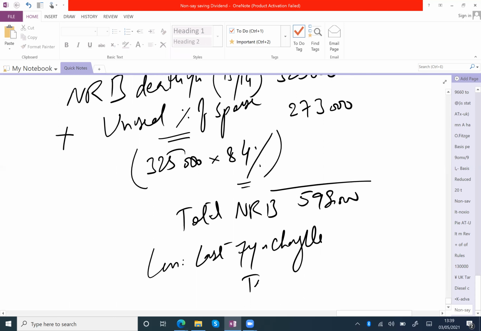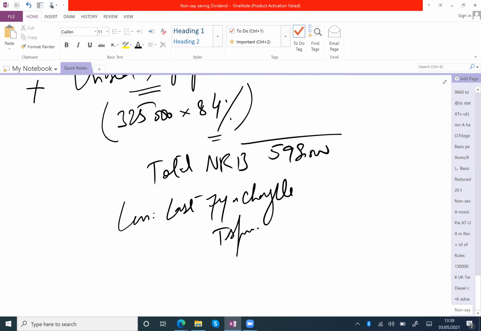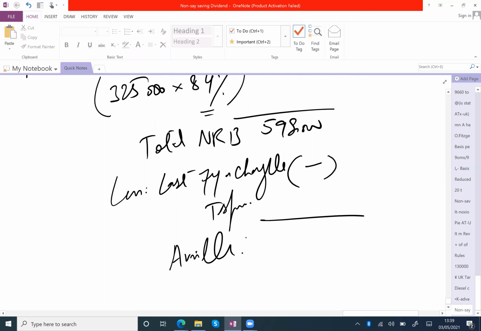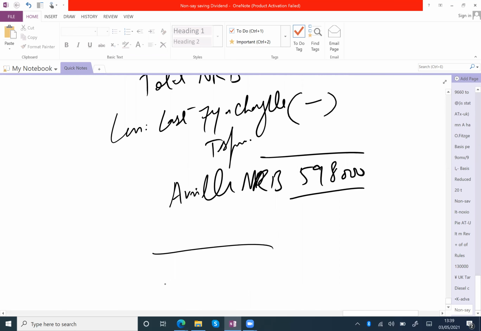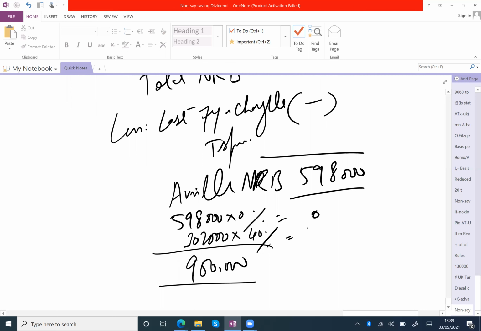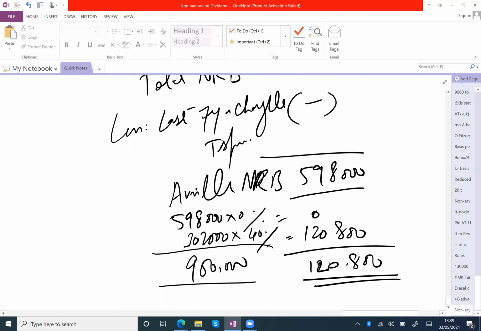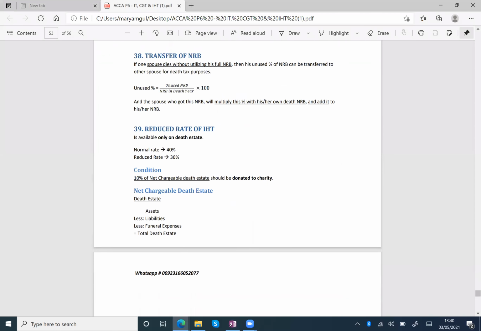Now you will deduct the last 7 years' chargeable transfers. From the death date, because you are calculating the death tax, you go back and see whether any PET or CLT is within 7 years of the death date. There is no PET or CLT within 7 years of death. So the available NRB is £598,000. Now pay the tax on death estate. The total death estate is £900,000, out of which £598,000 is covered by the nil rate band at zero tax, and the remaining £302,000 at the rate of 40% gives £120,800. So this is the death tax on death estate. That's it. That is the concept of transferring the nil rate band to the other spouse. Okay, now the next topic is reduced rate of IHT.